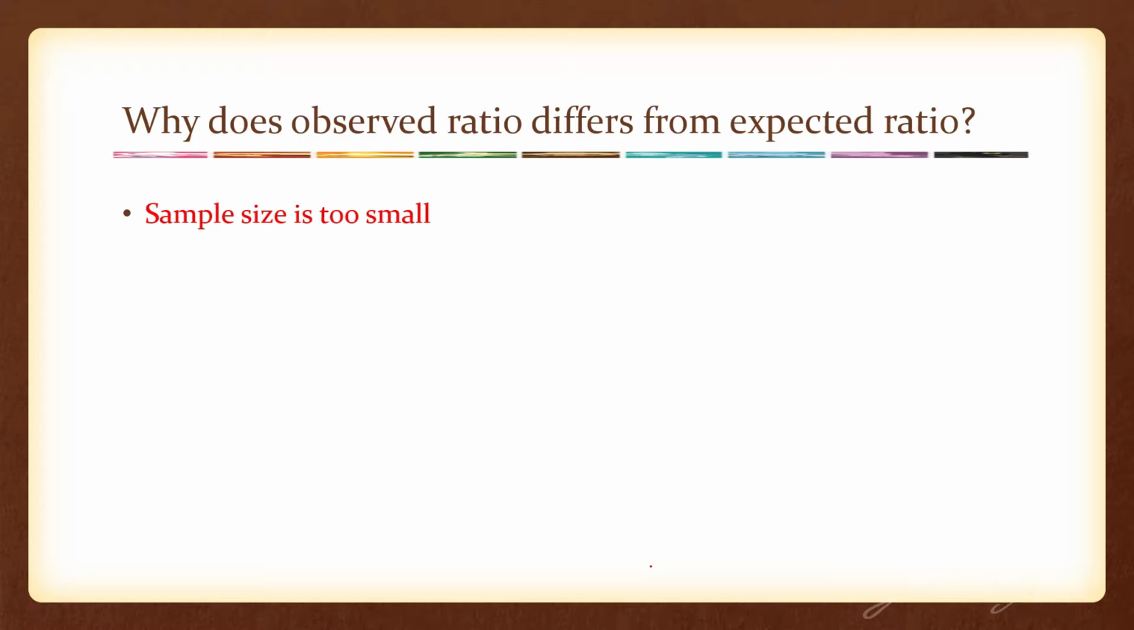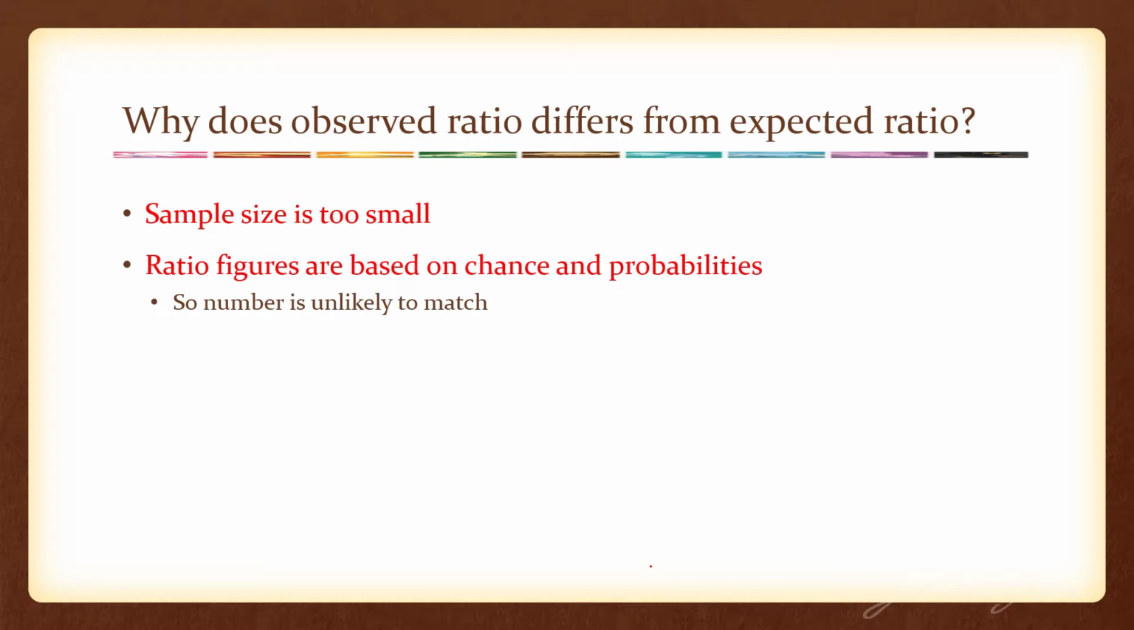The second answer which O-level is looking for is ratio figures are based on chance and probability. So the number is unlikely to match. What this means is if you have a son as a first child, it doesn't automatically mean that your second child will be a daughter. The chance of you having a son for your second child is still 50%. So it is really due to chance and probability rather than something that is guaranteed. It is not guaranteed that if you have 2 children, it will be boy and girl.